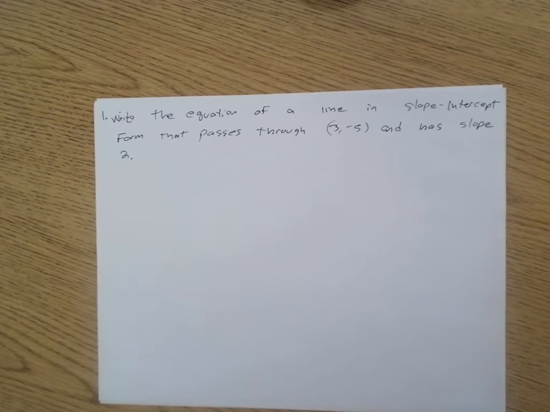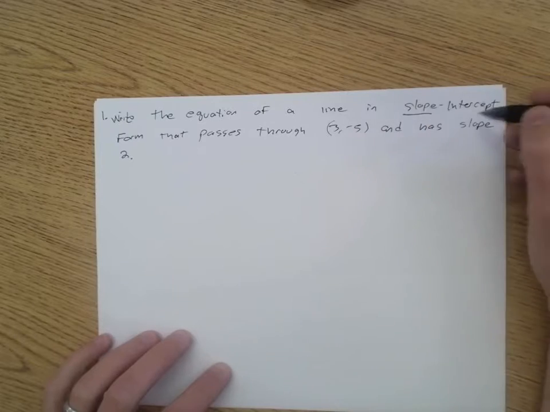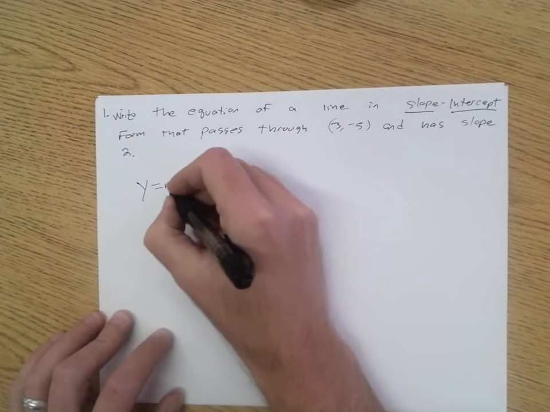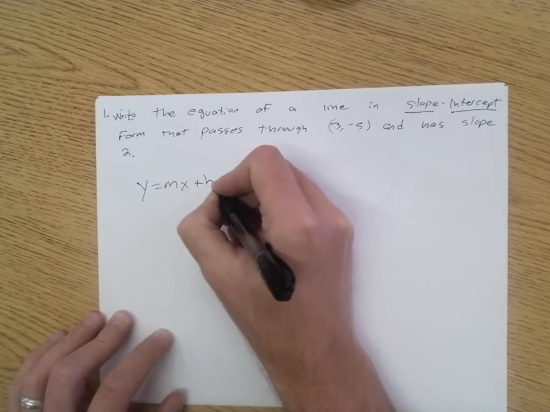Alright, we're going to talk about how to create an equation of a line in slope-intercept form. On this assignment, when you're writing an equation of a line, it'll tell you either to write it into slope-intercept form or standard form. Standard form will be a different video, but in this case we're going to talk about how to do it in slope-intercept form. Of course, slope-intercept form is the form y equals mx plus b.